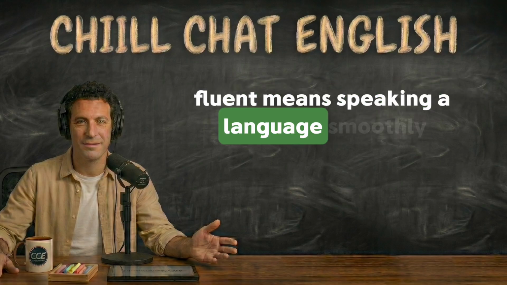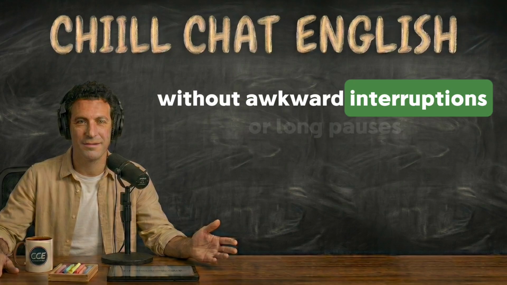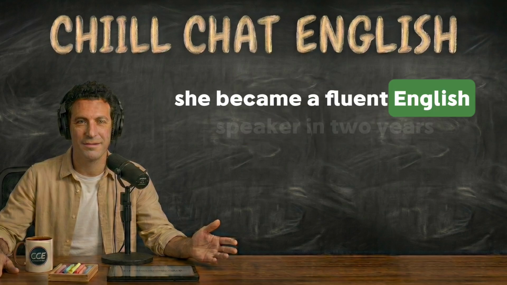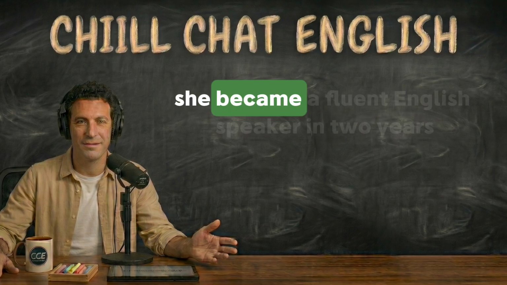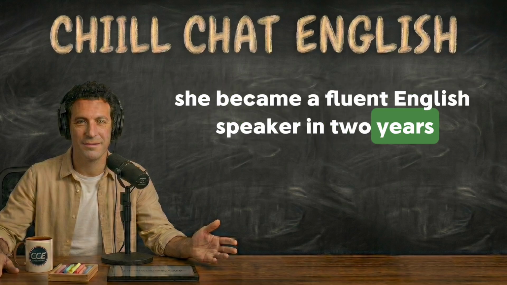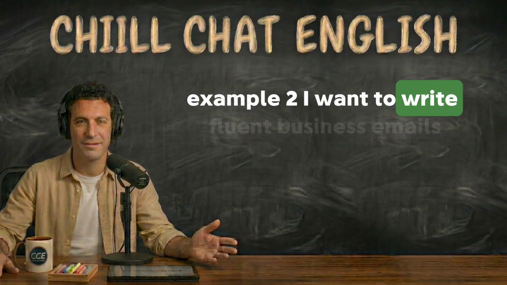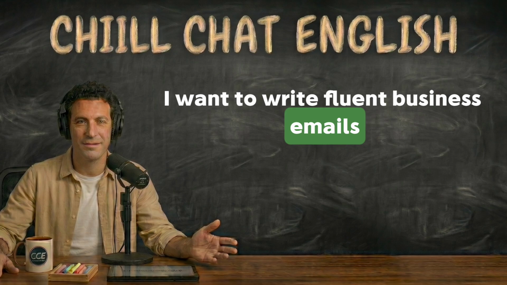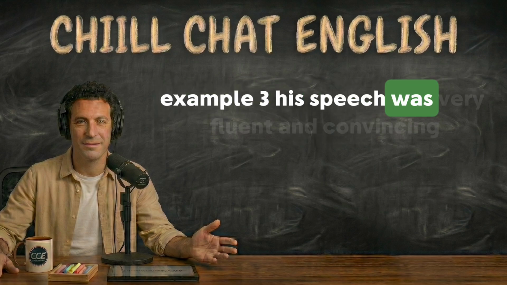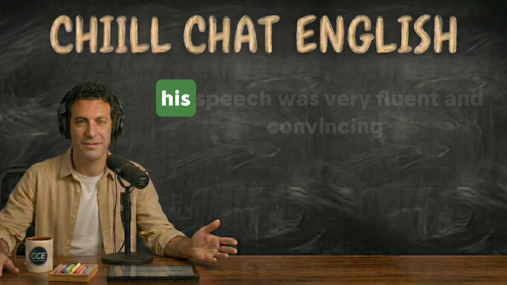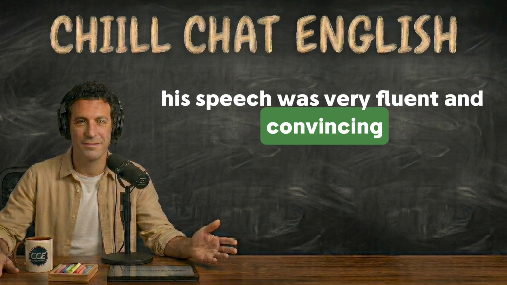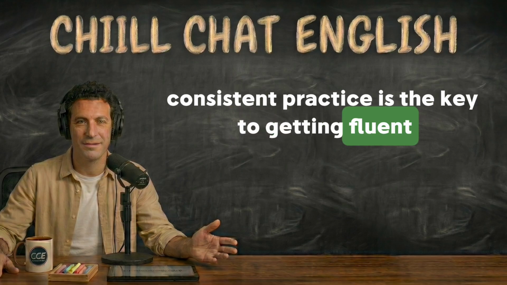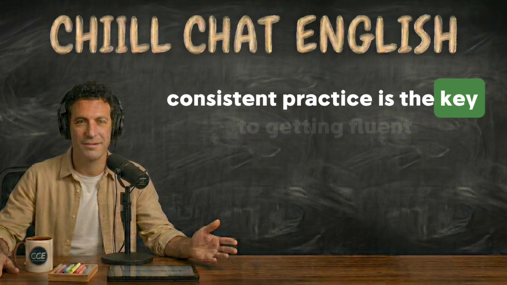Fluent means speaking a language smoothly, without awkward interruptions or long pauses. Example 1. She became a fluent English speaker in 2 years. Example 2. I want to write fluent business emails. Example 3. His speech was very fluent and convincing. Example 4. Consistent practice is the key to getting fluent.